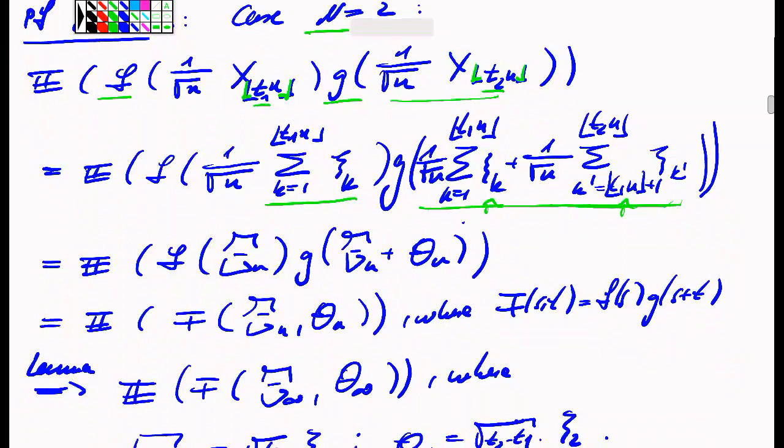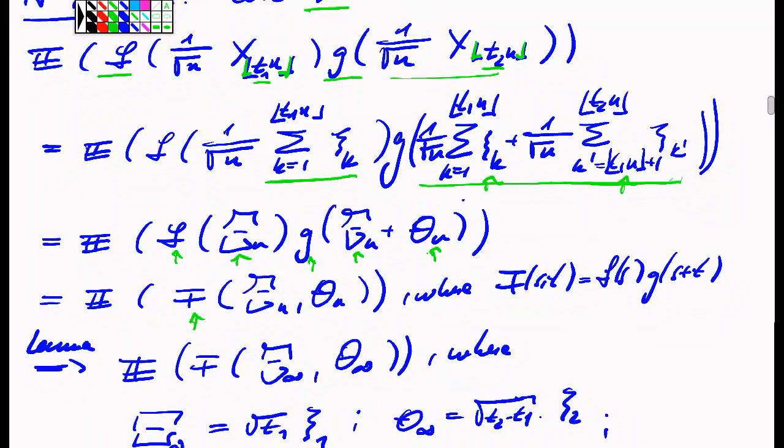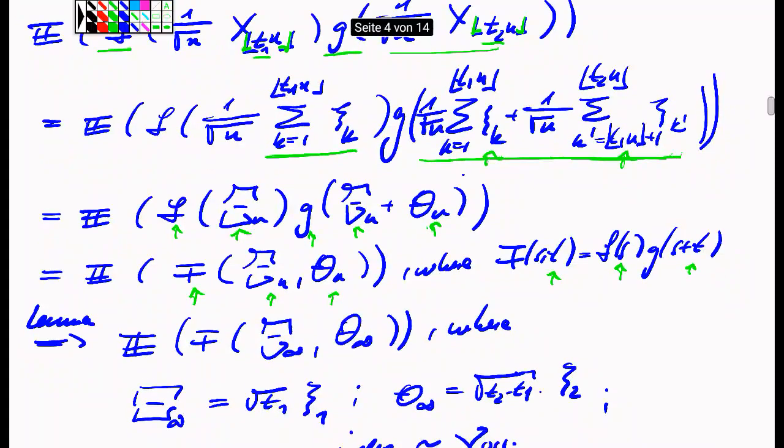And if I denote each of these random variables which appear there, these truncated or non-truncated partial sums, by xi n or theta n, then it's just an expectation of these xi n inserted into the f function and the sum of xi n and theta n inserted into the g function. So this is, abstractly speaking, just a slightly more complicated function in two variables, which is evaluated on this tuple xi n and theta n, where this function F on two variables is defined as the product of the little f times the little g evaluated at s and s plus t respectively.